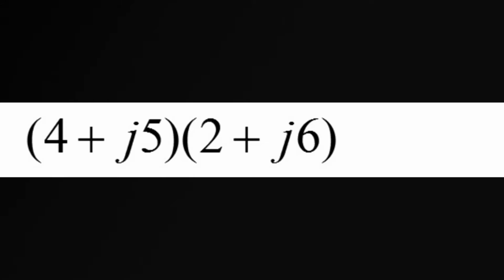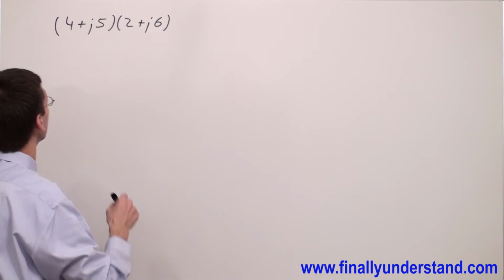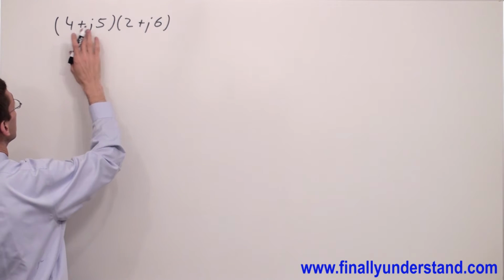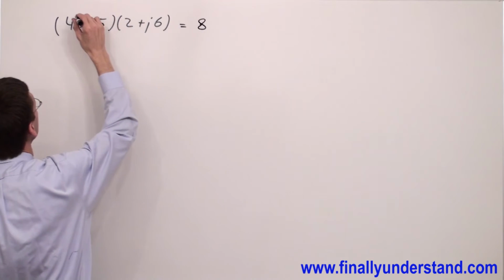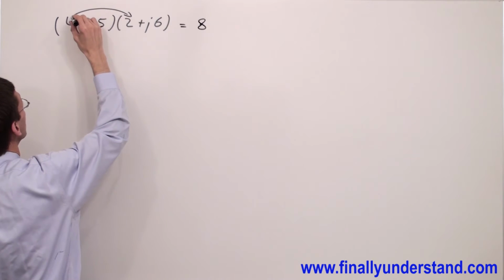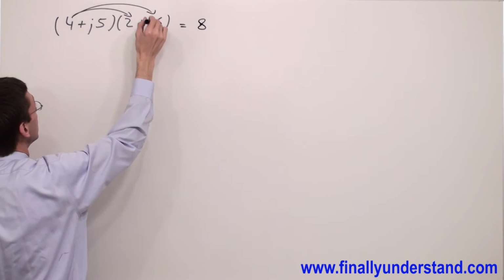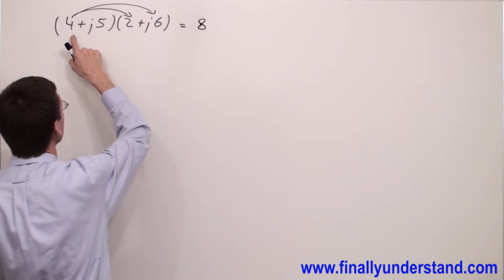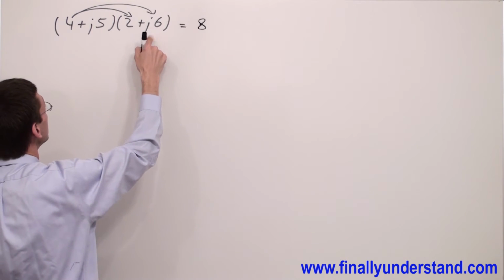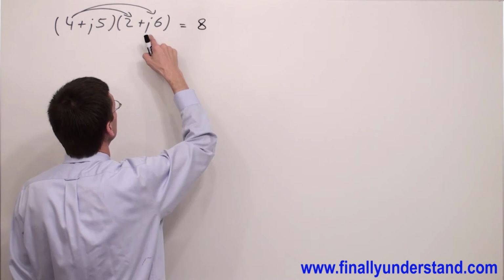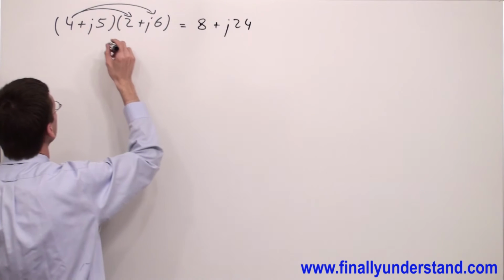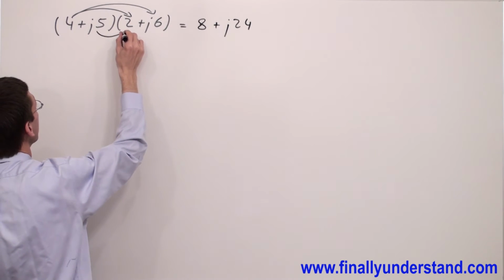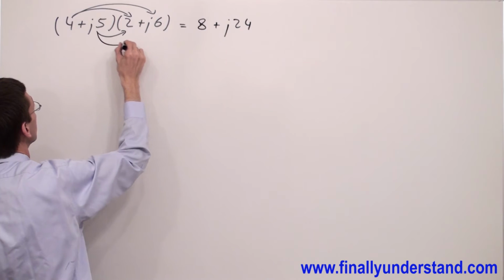Again, we're supposed to multiply two rectangular forms. So we have 4 times 2 is equal to 8. Okay, 4 times 2. Next, we're supposed to multiply 4 by j6. 4 times 6 is equal to 24, and I'm going to have j24. Next, I have to multiply j5 by every single term in the second parenthesis.